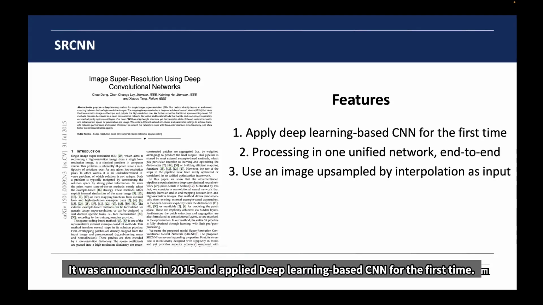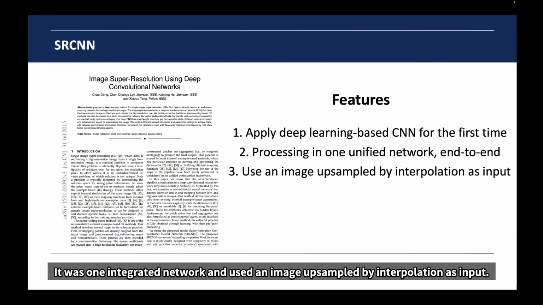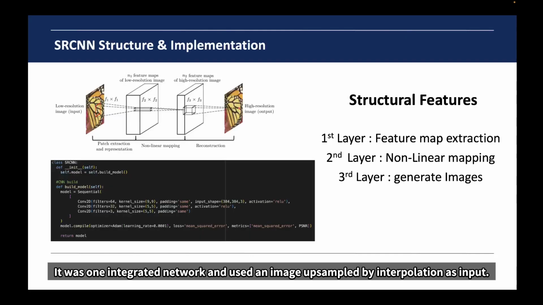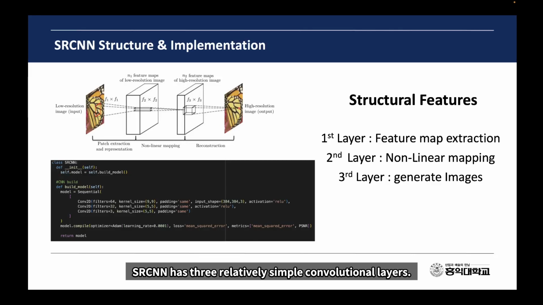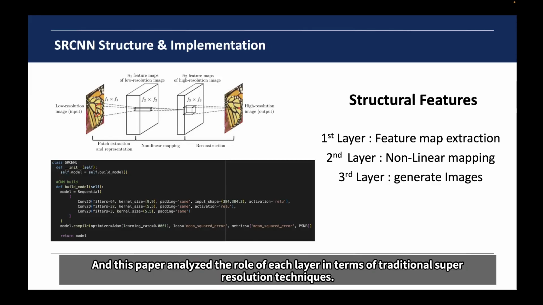It was announced in 2015 and applied deep learning-based CNN for the first time. It was one integrated network and used an image upsampled by interpolation as input. SRCNN has 3 relatively simple convolutional layers, and this paper analyzed the role of each layer in terms of traditional super resolution techniques.